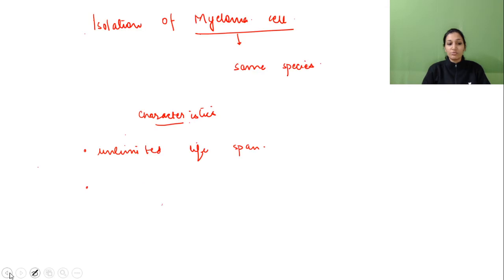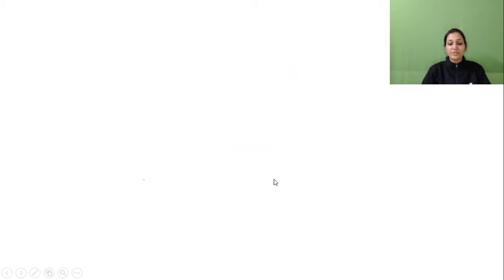So this is the characteristic of our myeloma cell. Then it cannot use the purine salvage pathway as the enzyme HGPRT is deficient. So first, it is immortal, and second, it cannot use the salvage pathway, right? So this is the thing.